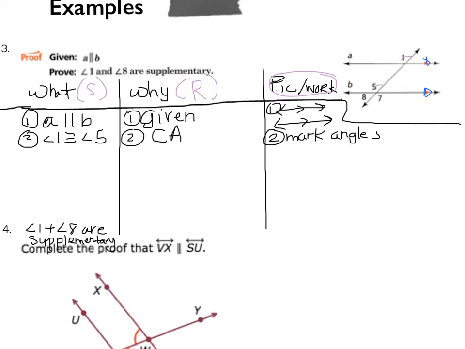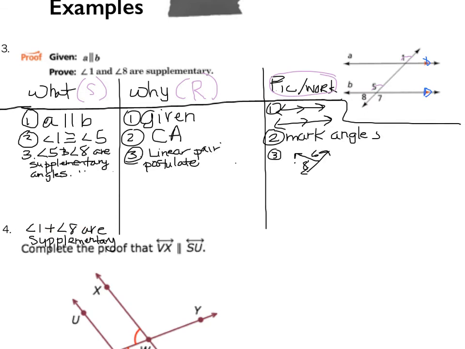Notice right now that angle 1 and angle 5 are actually corresponding angles because I have two parallel lines cut by a transversal, and these are in the same position. And I just mark those angles with a little mark. Okay, so that's my step 2. Closer, but not 1 and 8. The next thing I've noticed is that angle 5 and 8 here make a linear pair, which means they're supplementary. So angle 5 and 8 are supplementary angles.